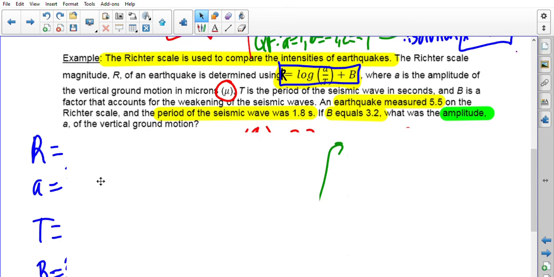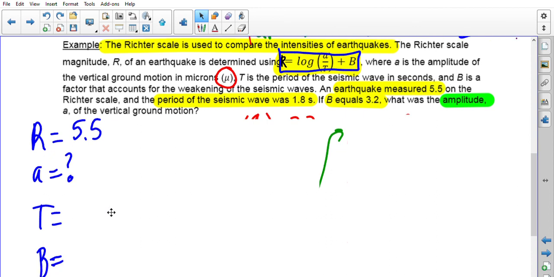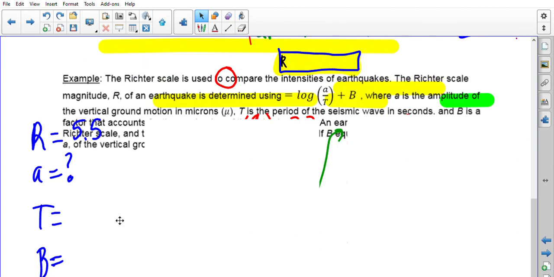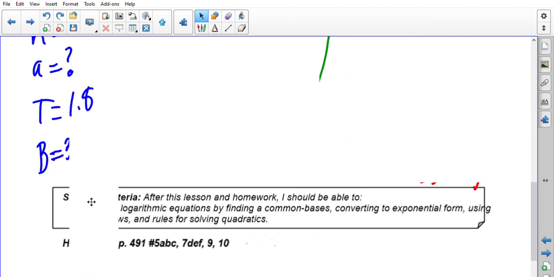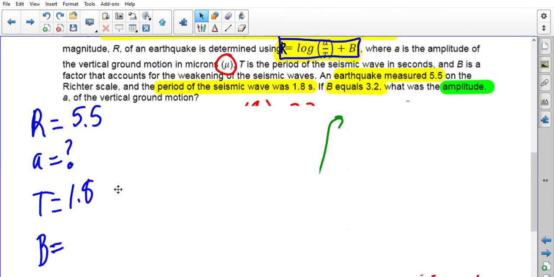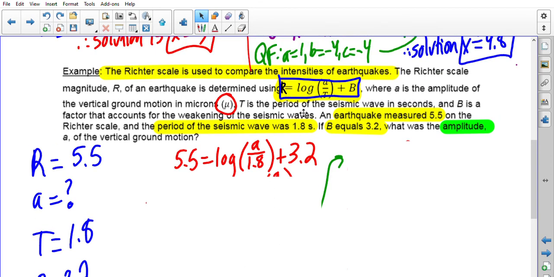So what are our values? R is the Richter scale magnitude, so that's 5.5. A is what we're looking for. T is the period of the wave in seconds, so that's 1.8. And they said B is equal to 3.2. So let's plug that into our formula: 5.5 equals log of A divided by 1.8, plus 3.2.